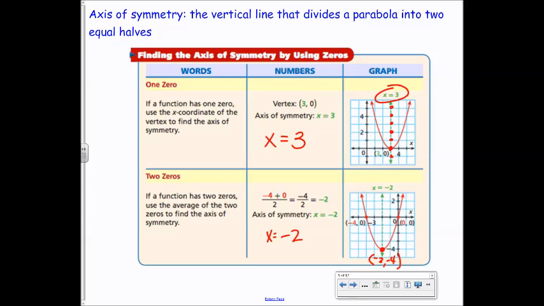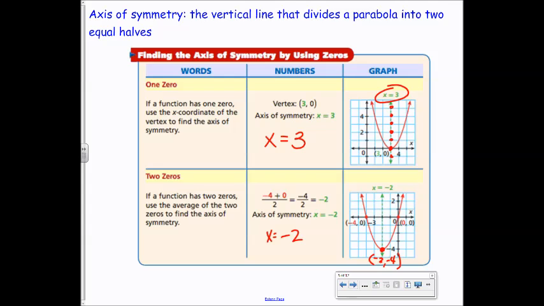The other way you can tell is if you have 2 zeros of a function. If there's 2 zeros, the axis of symmetry should be directly in the middle. So if your zeros are 0 and -4, your axis of symmetry should be at -2, because it's right in the middle of those. Again, an axis of symmetry is just the line that cuts it straight through the middle. It will always go through the vertex.